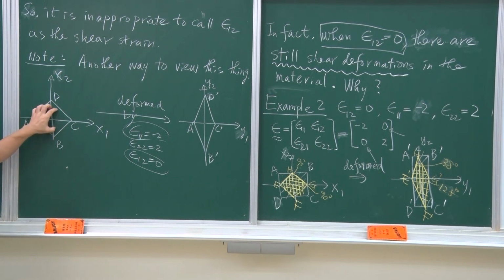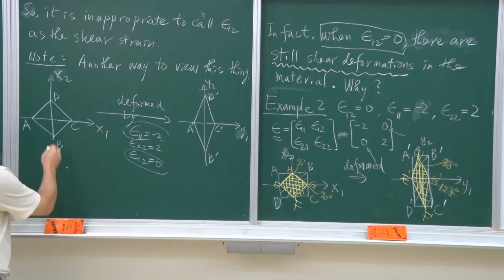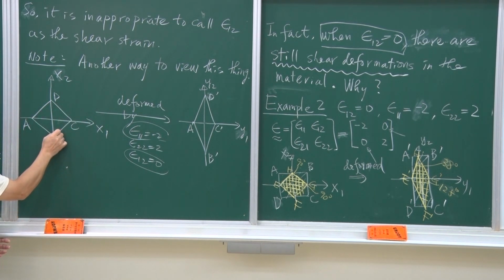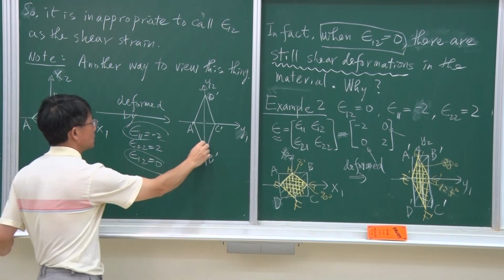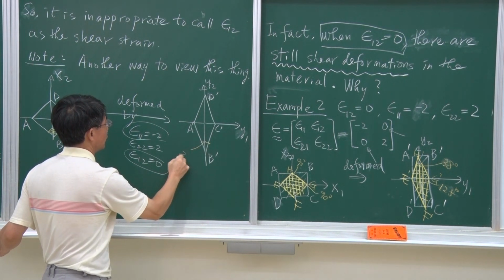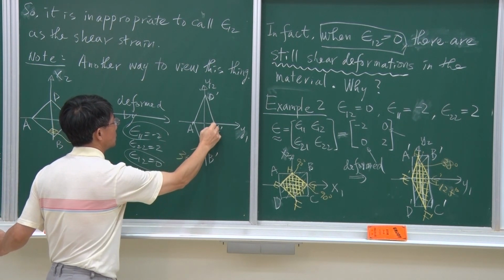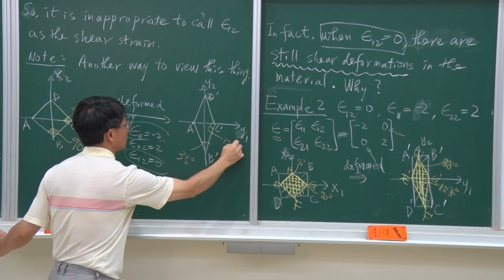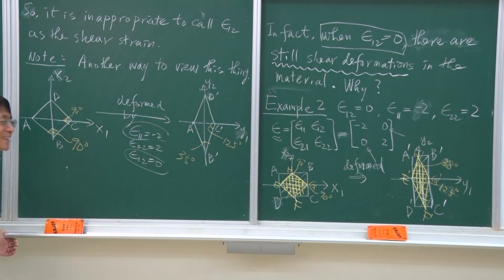And then in this picture, we had 90 degrees, and now it is maybe 45 degrees or something, I don't know, 125 degrees something like this. Of course we have the shear deformation. It's clear.